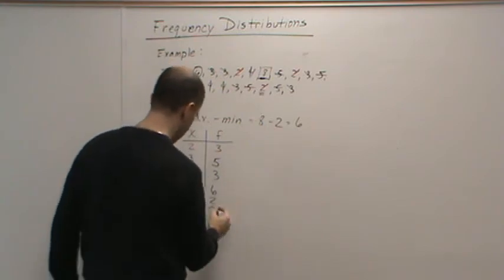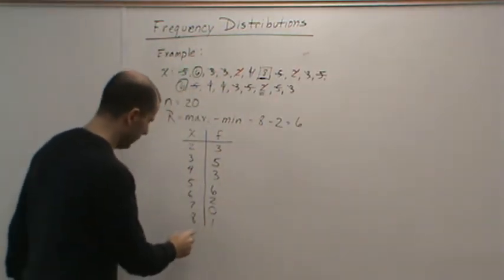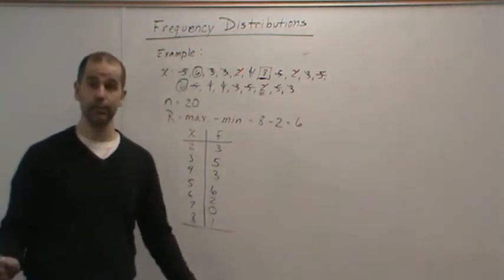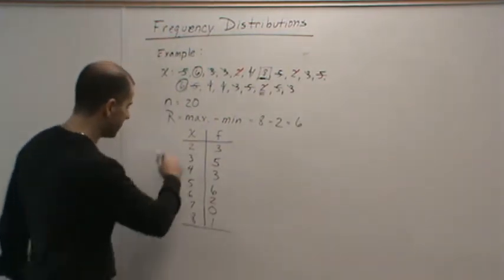Everything else is crossed off. So I got 1. So now, here's what I'm going to do. Now here's what I'm done. That's my frequency table. Okay? So this is my frequency table.